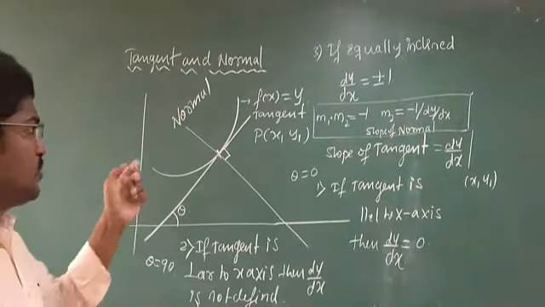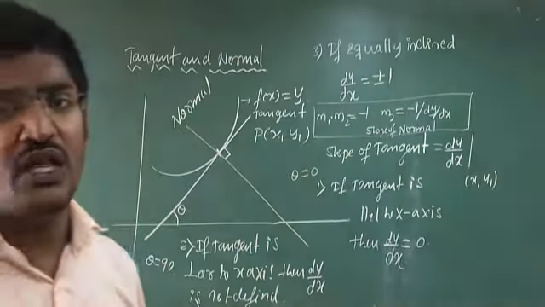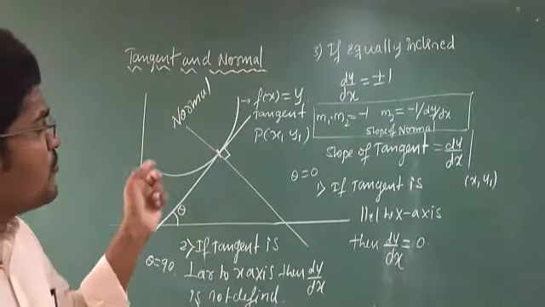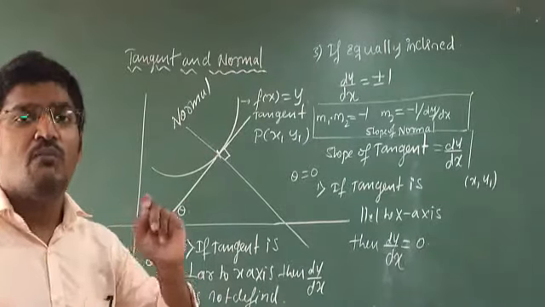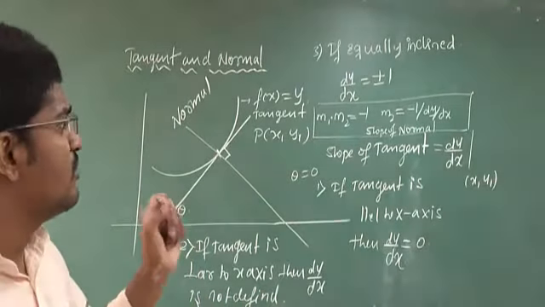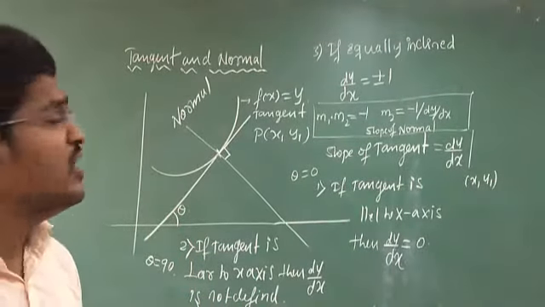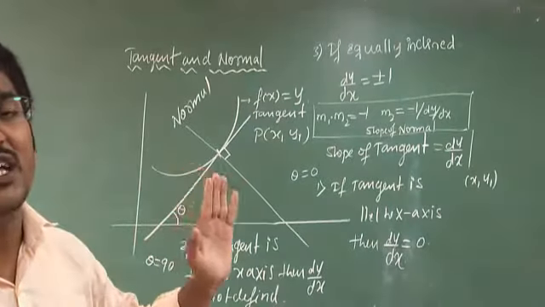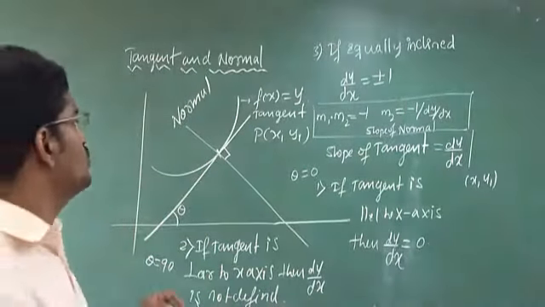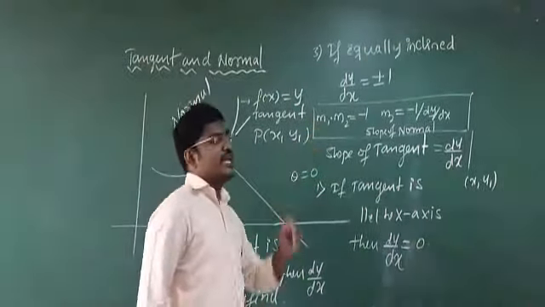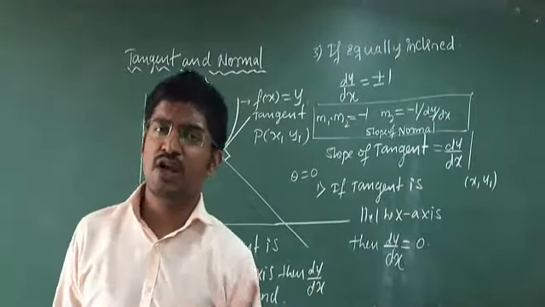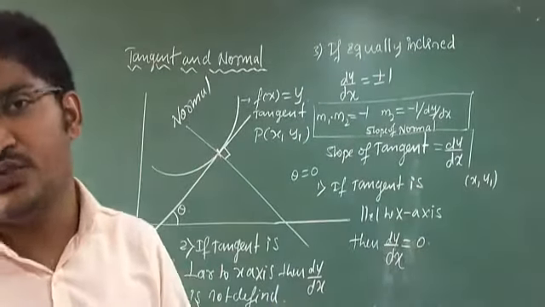The relation between slope of tangent and slope of normal is given equal to what? Slope of normal is equal to minus 1 by dy by dx. Clear? So slope of normal will be equal to minus 1 by dy by dx, as shown here. If two lines are perpendicular to each other, the product of slopes is equal to minus 1.